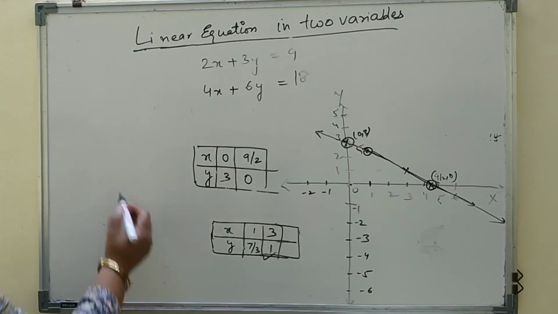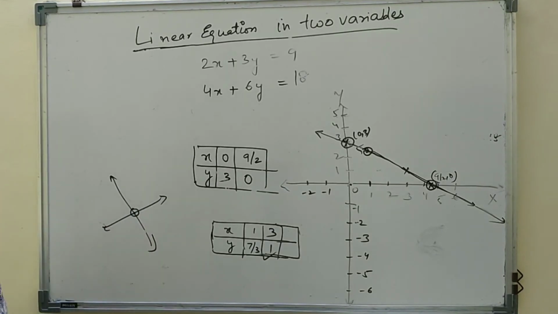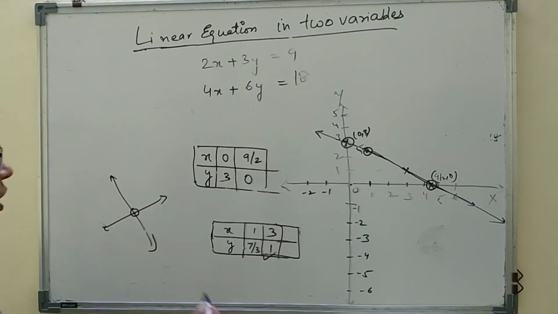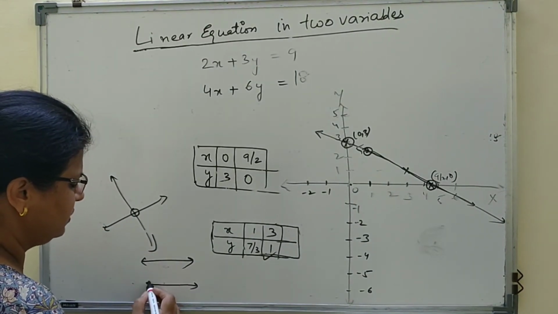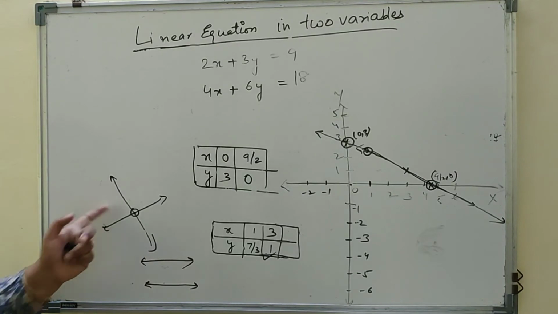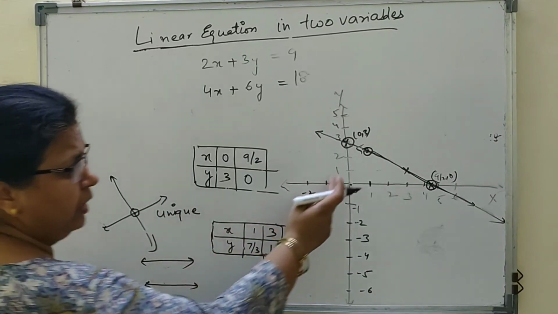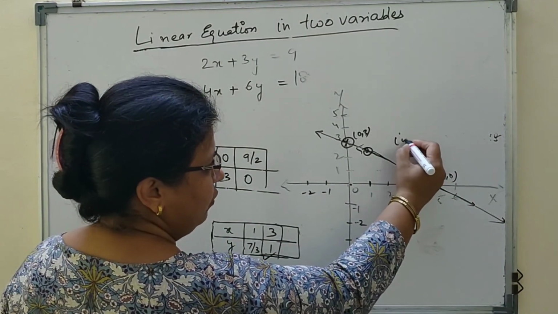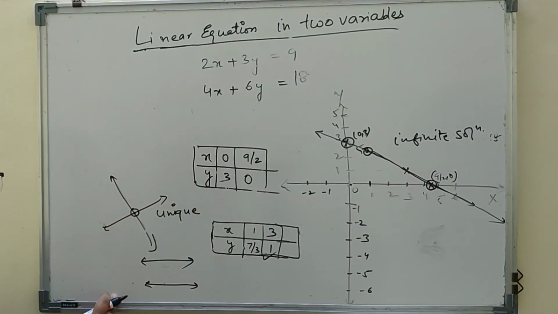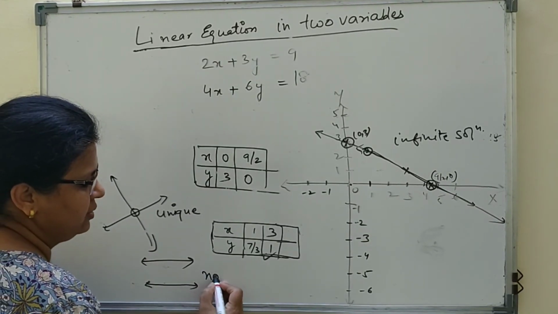Okay, if you have intersecting lines, after plotting the values, if we have just one point of intersection, then this point of intersection is the solution of the two equations. So if you have intersecting lines, it will have a unique solution. If the lines are coincident, it will have infinite solutions. And if the two lines are parallel to each other, means they are not intersecting at any point, so they don't have any common point. So we'll say it has no solution.